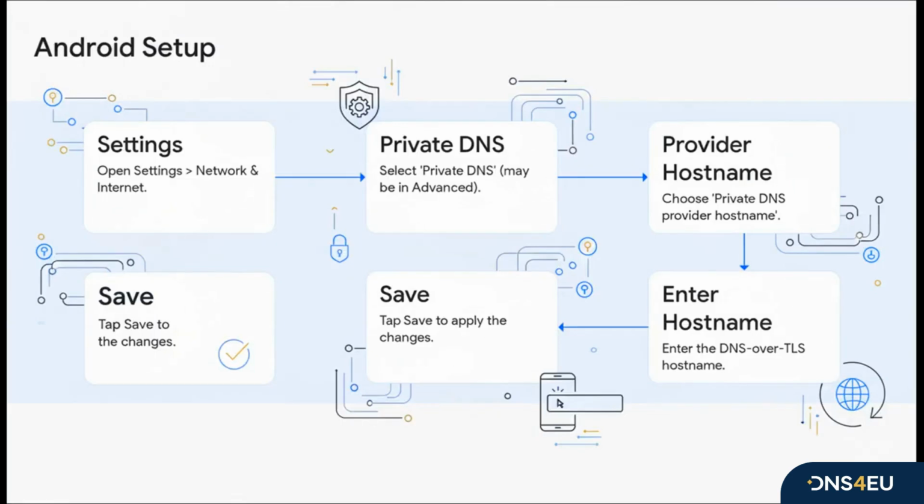On Android, what you're looking for is a setting called Private DNS. It's usually under Network and Internet, but on some phones, you might have to dig into an advanced menu to spot it. Once you're there, choose Private DNS Provider Hostname and type in the special DNS over TLS address from DNS4EU. Tap Save, and now your phone's DNS lookups are encrypted.